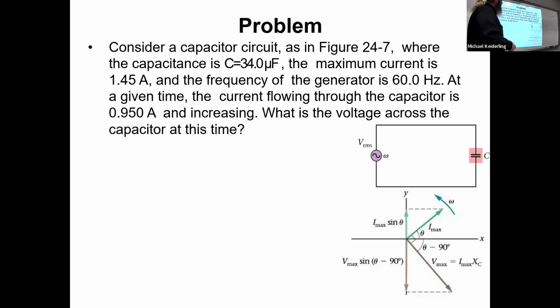So the voltage is going to lag behind the current by 90 degrees. So if we can figure out the angle that corresponds to 0.95 amps, then we can subtract 90 degrees from that and get the angle for the voltage. And the maximum voltage is going to be I max times the capacitor reactance.